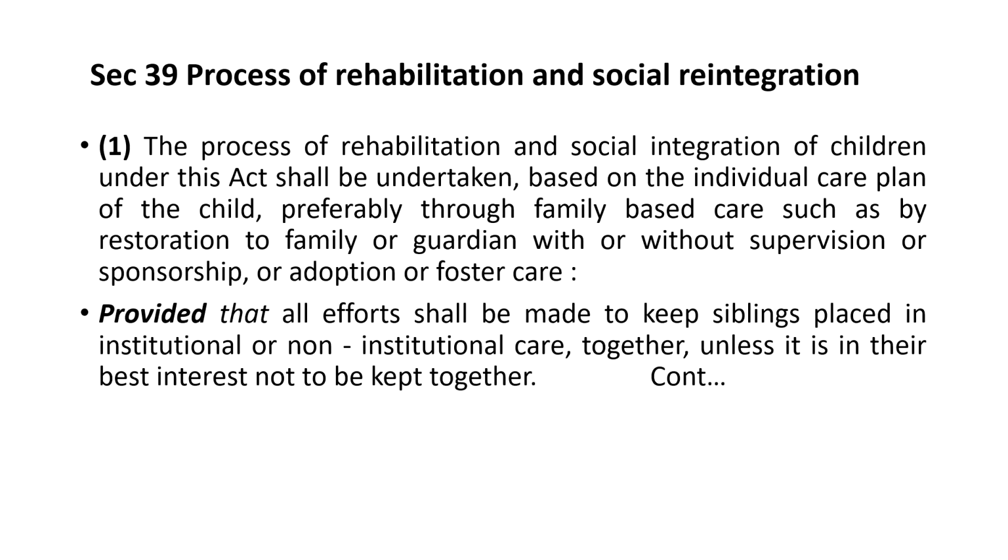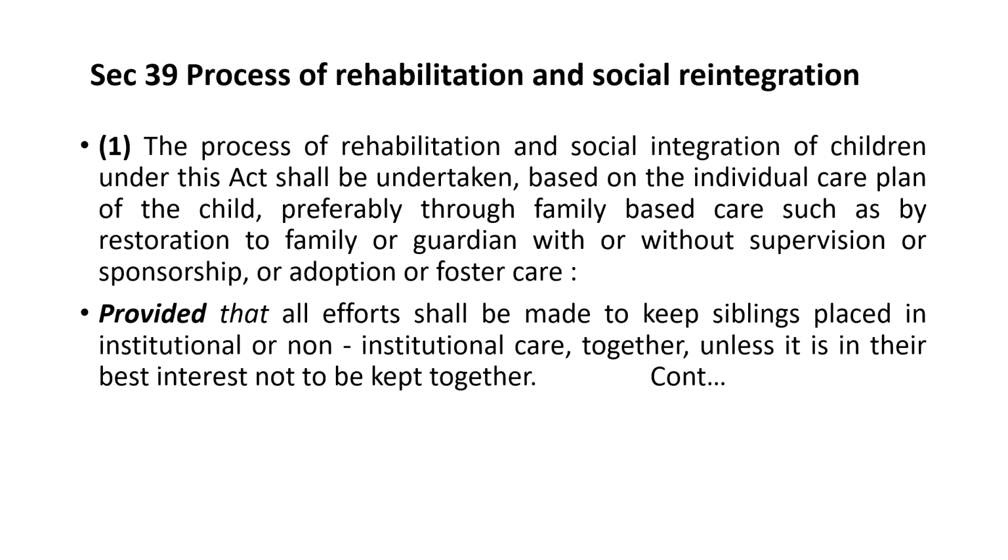Section 39 of the Juvenile Justice Care and Protection of Children Act 2015, and the marginal line of this section is process of rehabilitation and social reintegration. Students, now let's try to understand what this section says. 39 subclause 1. The process of rehabilitation and social reintegration of children under this Act shall be undertaken based on the individual care plan of the child, preferably through family-based care such as by restoration to family or guardian, or with or without supervision, or with sponsorship, adoption or foster care.